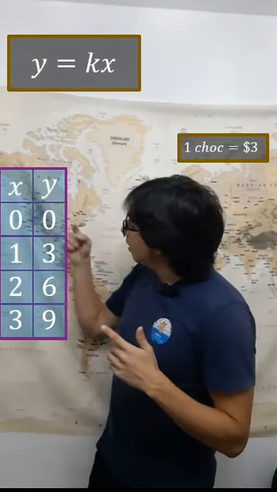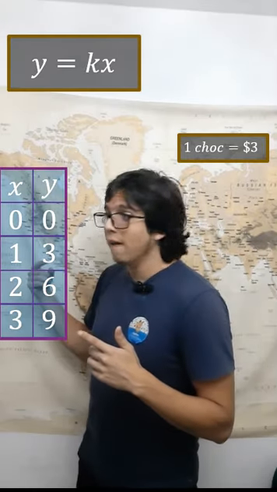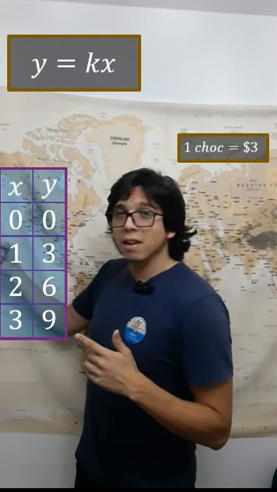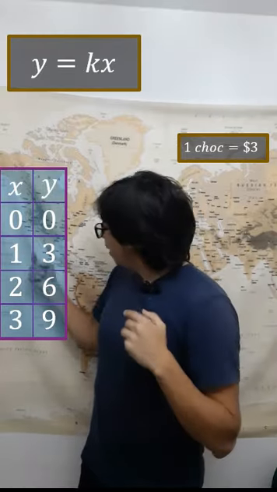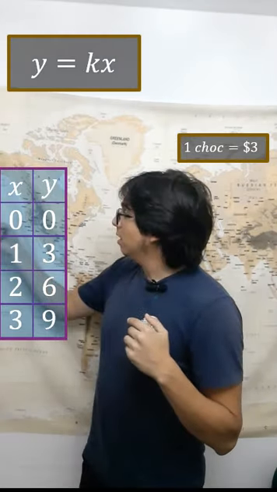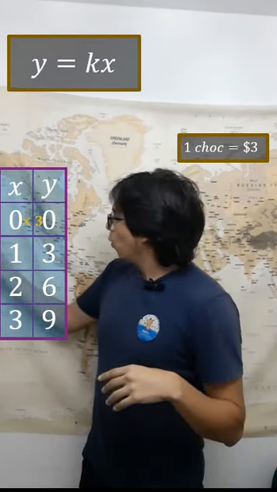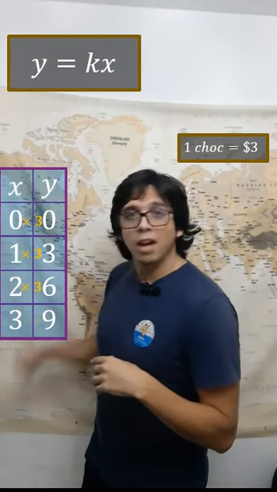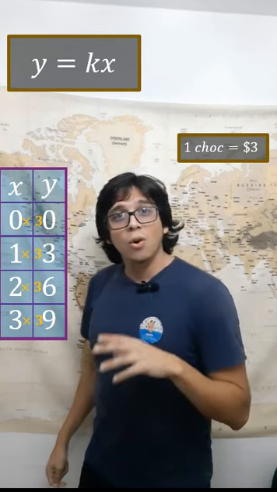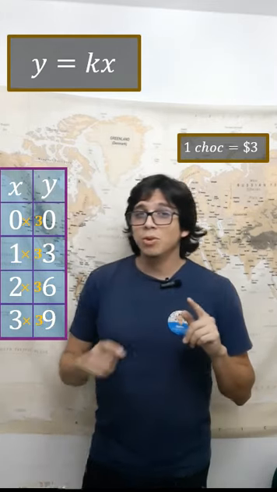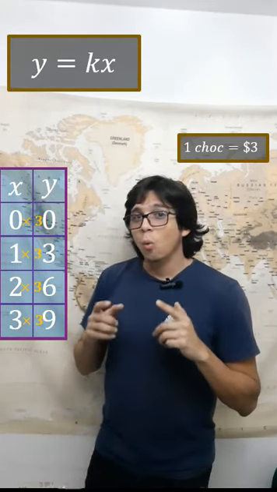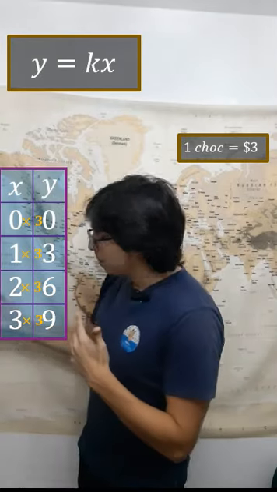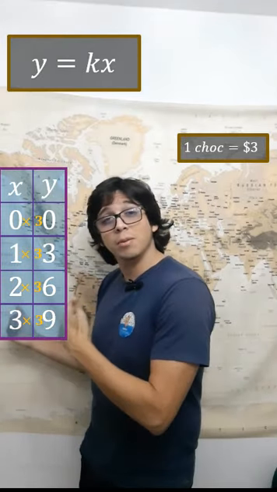And we can see there is a relationship between the x and the y. Each of these x's, if we multiply them times 3, we get the y value. 0 times 3, well, that's just 0, but 1 times 3 is 3, 2 times 3 is 6, 3 times 3 is 9. So that is the relationship between x and y. The number of chocolates multiplied times 3 gets us the price.